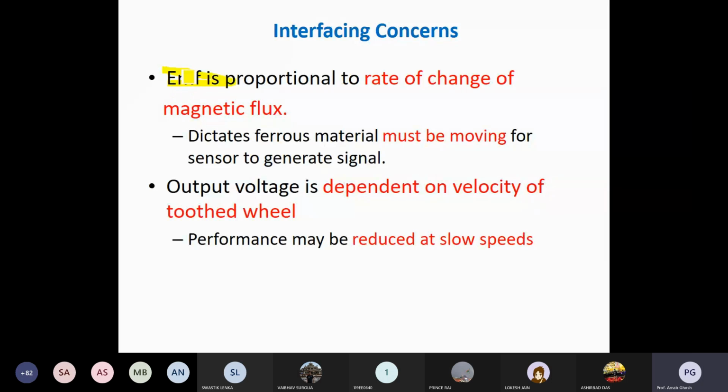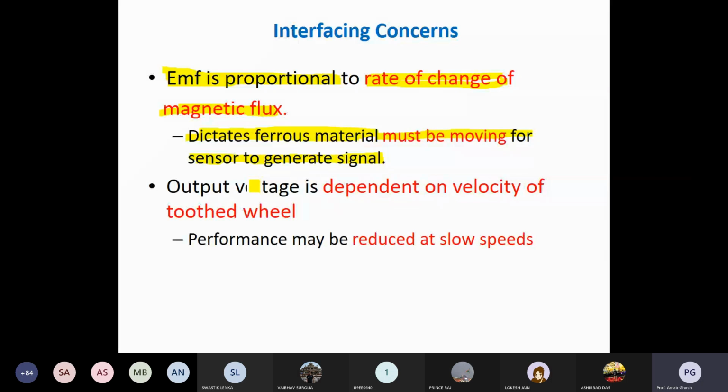The developed EMF is proportional to what? The EMF is proportional to the rate of change of magnetic flux. Magnetic flux lines are there, and cut flux is there. That rate of change of magnetic flux is responsible for EMF development. It dictates that the ferrous material must be moving for the sensor to generate signals.